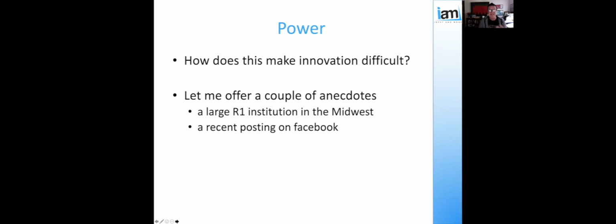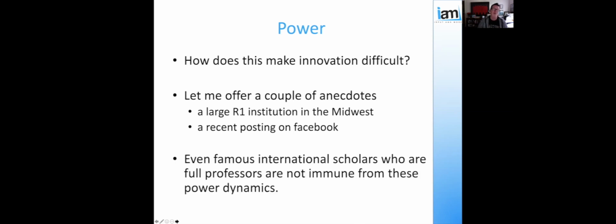So these kinds of power relationships are very real, and they have very real consequences. Imagine her, for example, trying to say, I don't want a textbook. Oh my God. I mean, she probably would have been up in arms. And even famous international scholars who shall not be named, who are full professors, are not immune from these power dynamics.